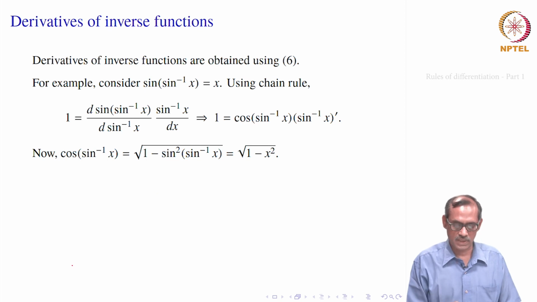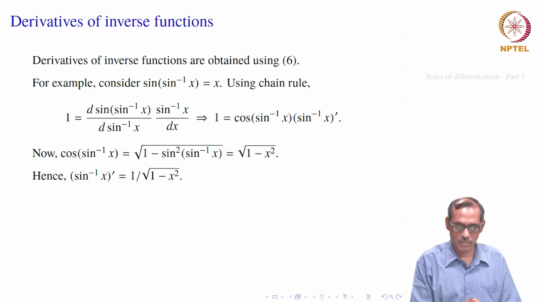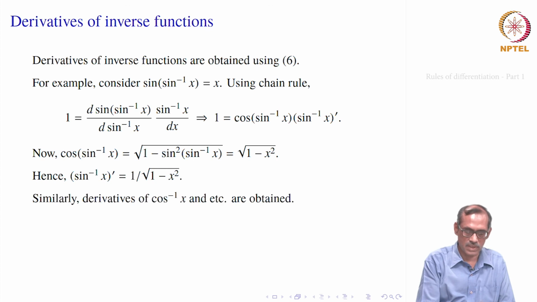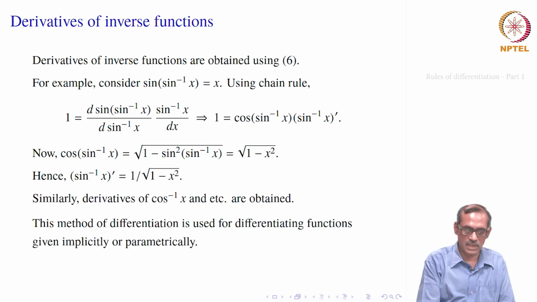Now, what is cos of sin inverse x? Now, we can write cos of sin inverse x, imagine sin inverse x as t. So, square root of 1 minus sin square t, that is cos t, and sin of sin inverse x is x. So, its square is x square. So, cos of sin inverse x is square root of 1 minus x square, that is the reason we get square root of 1 minus x square, and derivative of sin inverse x will be reciprocal of that. So, it is 1 divided by square root of 1 minus x square. So, that is how all the inverse functions can be differentiated this way.